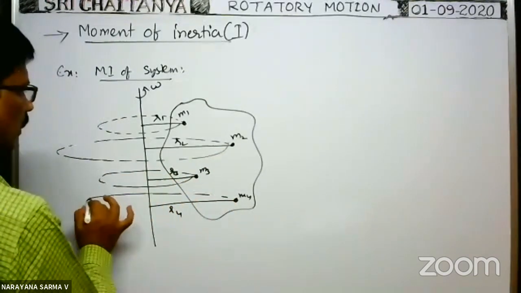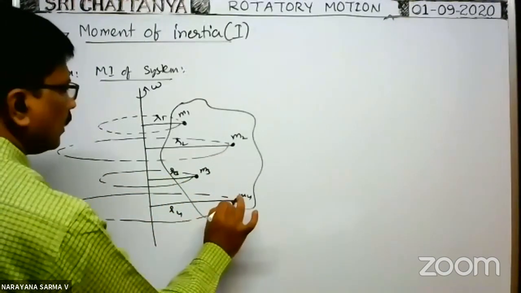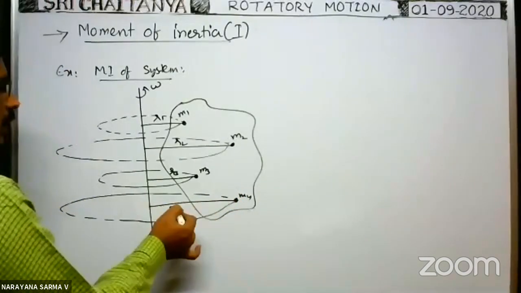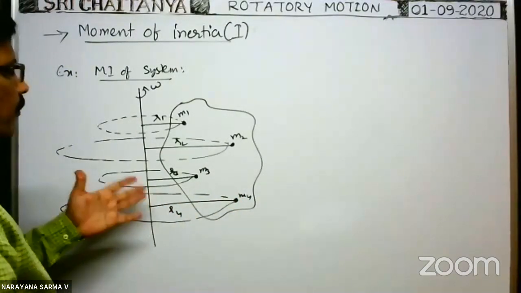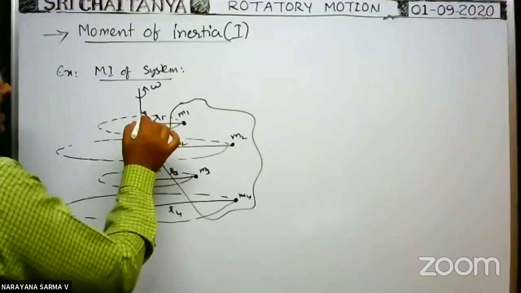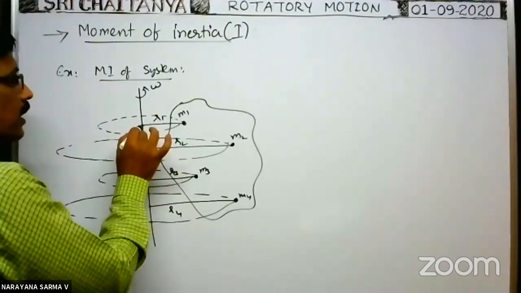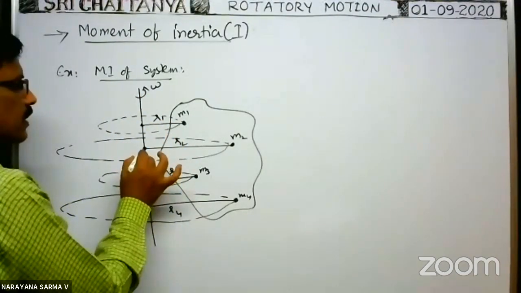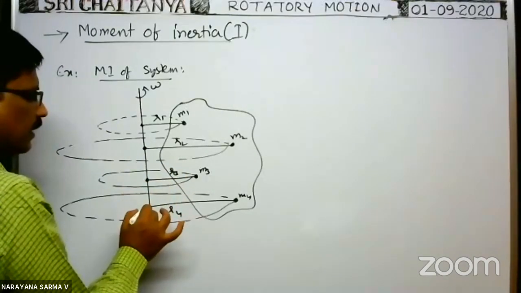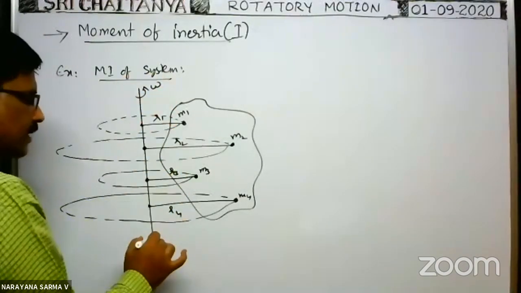Isn't it? Each and every particle moves along a circular path like this, of radius equal to the perpendicular distance r. Then the centers of all circular paths lie on the same line. That is called the axis of rotation.